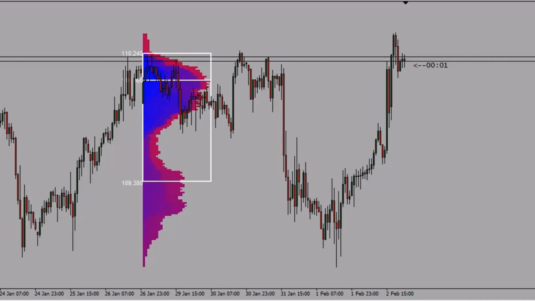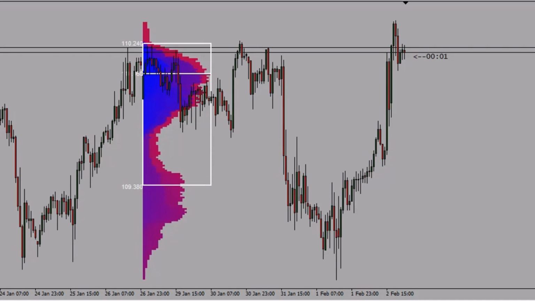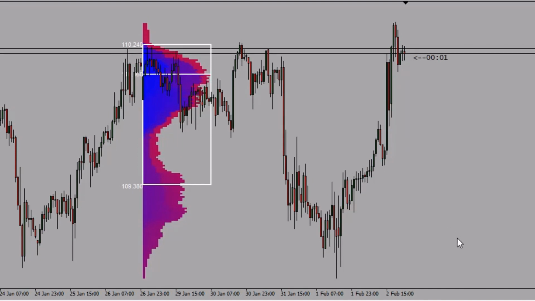Today we're going to be going over the volume profile. All right, the volume profile. So, without further ado, let's go ahead and get into it.